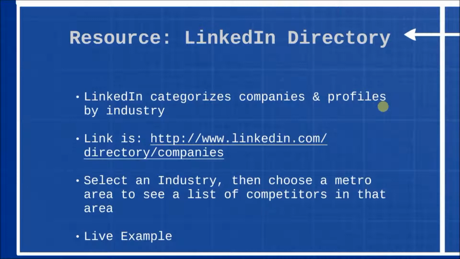But all you simply do at this site is select a specific industry that you're targeting, then choose a metro area where you want to see what companies within that industry reside in that area, and then you see a list of competitors in that area. And so this is a great way to pull a fast competitor list using LinkedIn's industry and company directory. So let's go ahead and take a look at a live example.